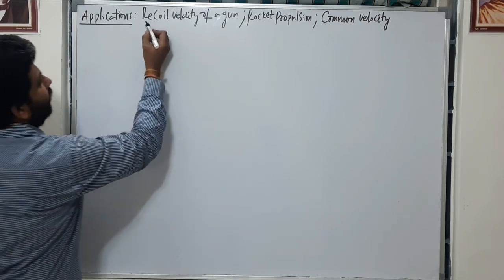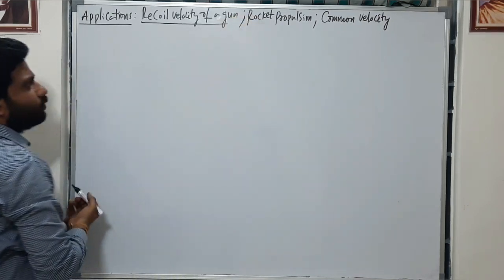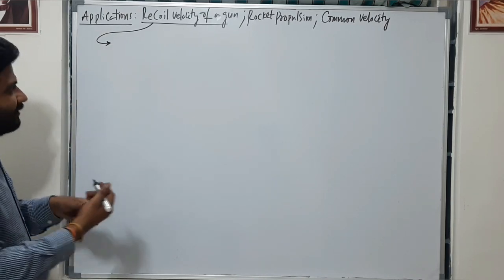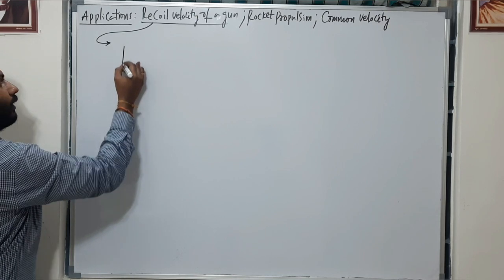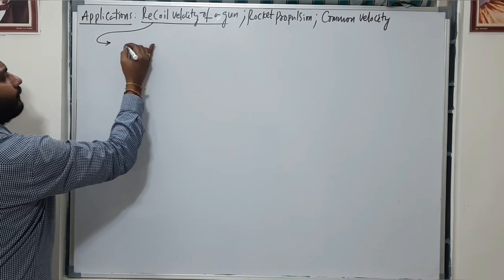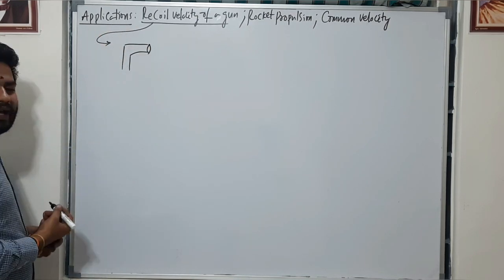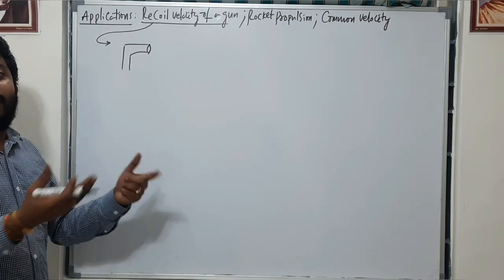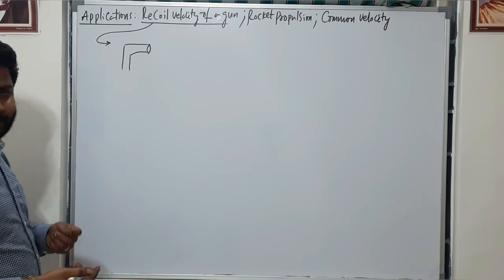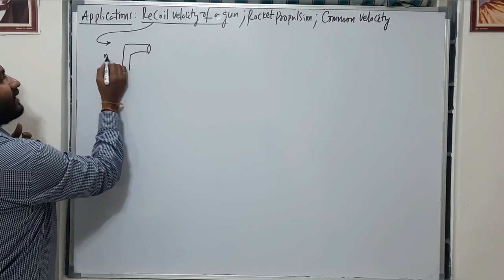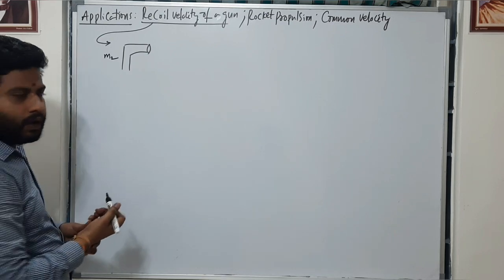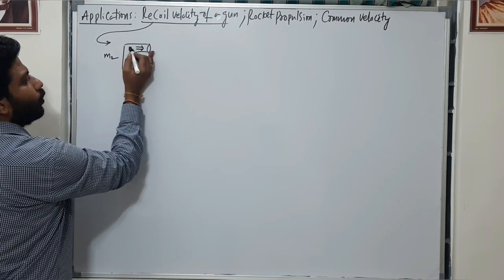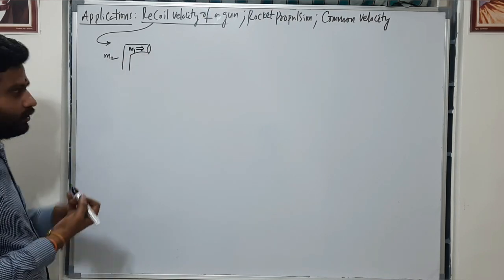Let's start. Recoil velocity of a gun. What is this recoil velocity of a gun actually? Let's understand this with a simple and basic diagram. I have told you already, assume that this is a gun. Don't consider that it's a pipe, right? Assume that it's a gun. So the mass of the gun is m2, and there is a bullet inside, whose mass is m1, right? So look at here.